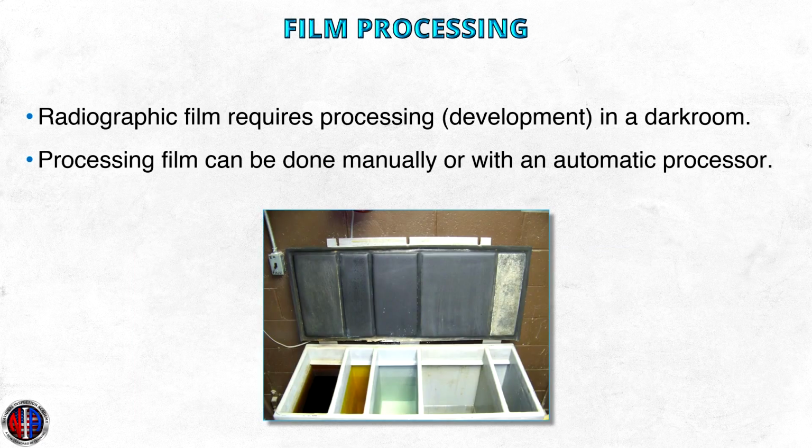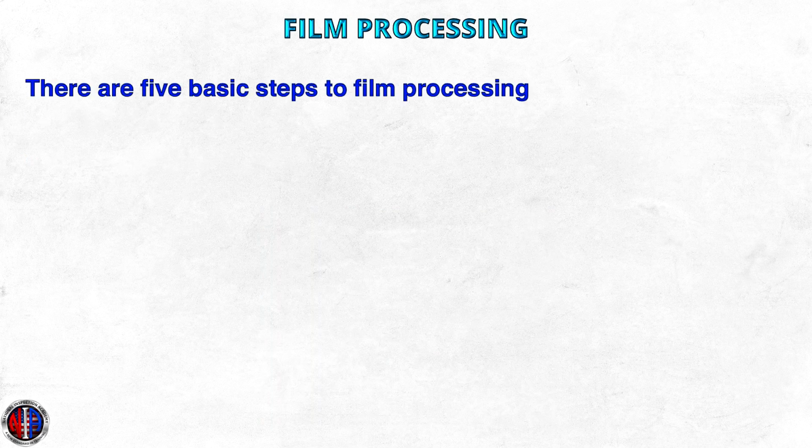Film processing. After the radiographic operation, the radiographic film requires processing in a darkroom through a series of 5 steps to physically view the image. Film development requires a specific set of parameters to ensure that chemical concentration, temperature, time, and physical movement are all quality controlled. Processing film can be done manually or with an automatic processor using the same 5 steps.